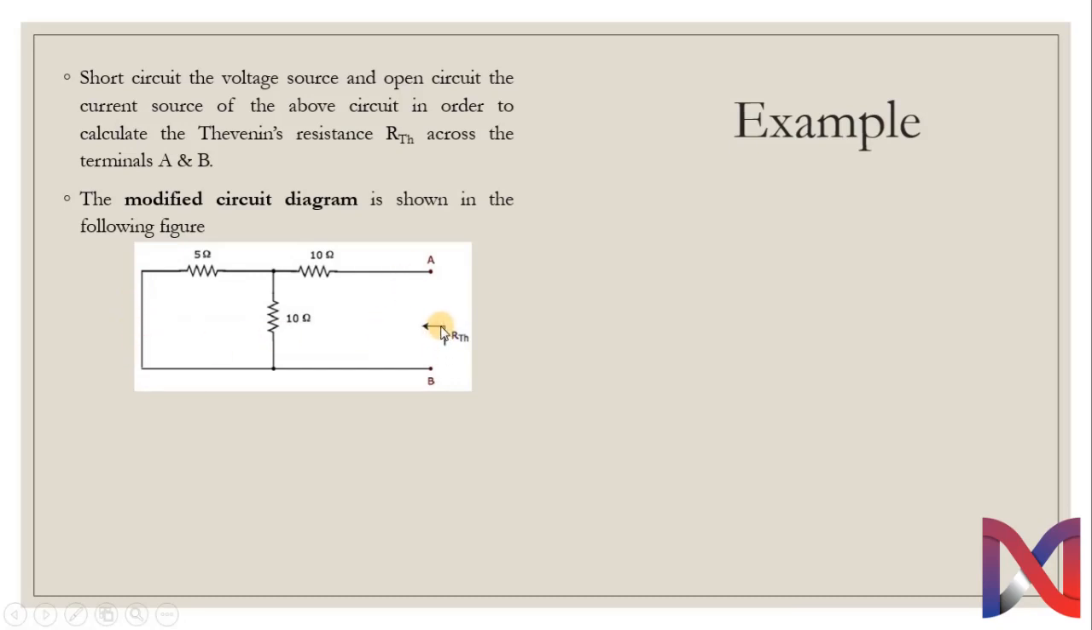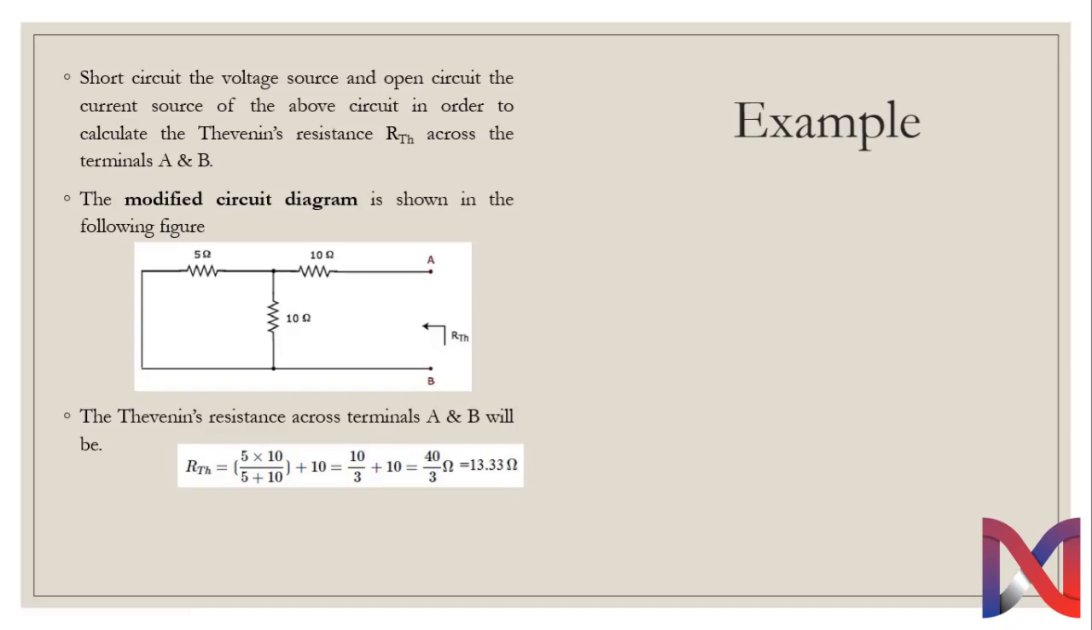Now our Thevenin is in this direction. So the Thevenin resistance across terminal A and B will be RThevenin equal to 5 multiplied by 10. This and this are in parallel and it is in series with the other resistor. So 5 multiplied by 10 divided by 5 plus 10, plus 10. So we get 10 divided by 3 plus 10. We get 40 divided by 3. The RThevenin is equal to 13.33 ohms.